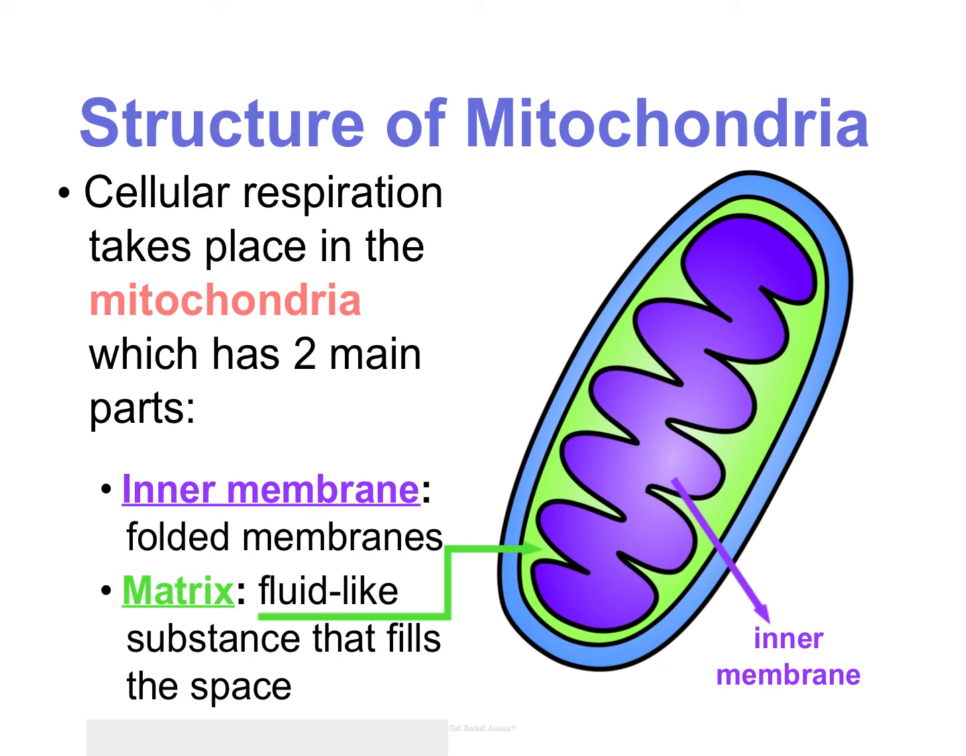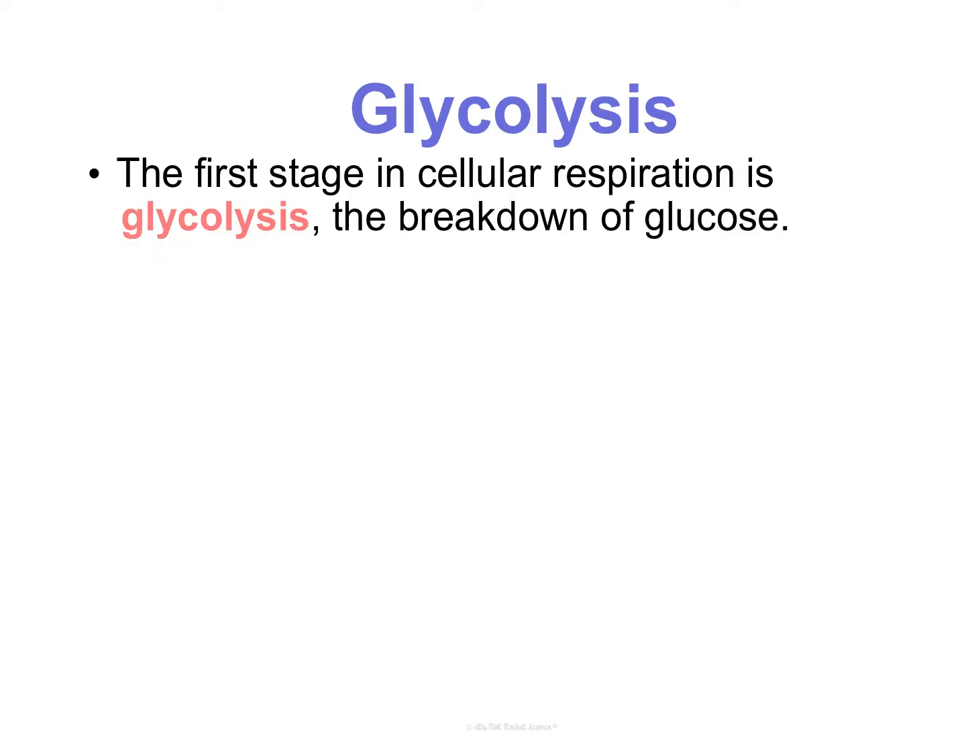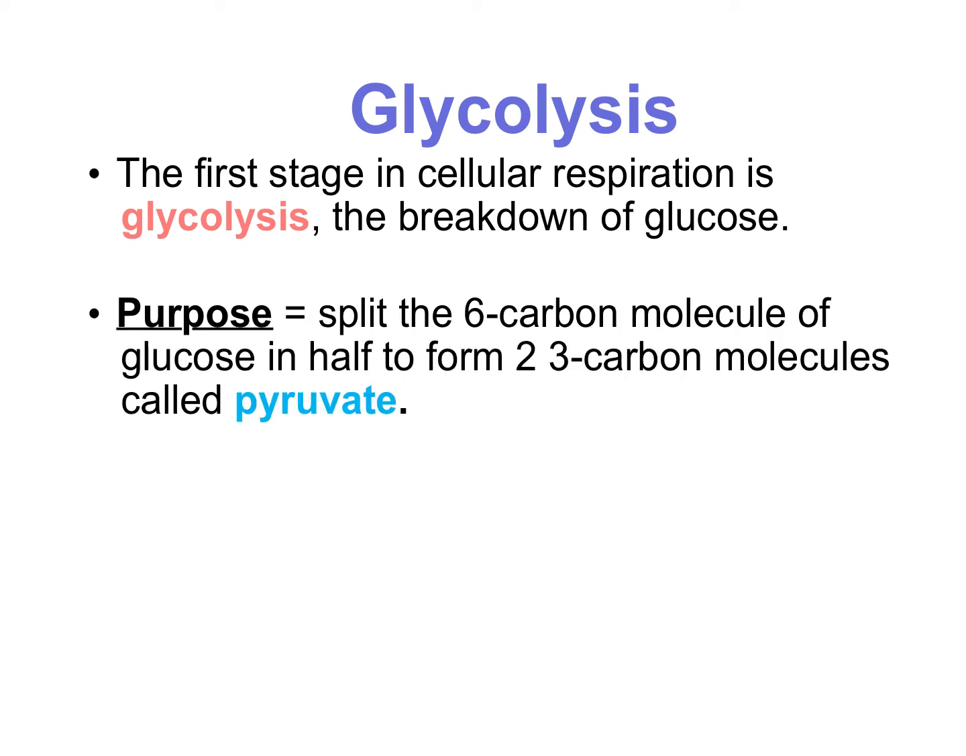Okay, and for cellular respiration, we are always going to have this same first step of glycolysis. So the very first stage will always be glycolysis, which is simply the breakdown of glucose. We will see later on that step number 2 after glycolysis can be different, but we will always have the same step number 1. So the purpose of glycolysis is to split our 6-carbon molecule of glucose into 2 forms of 3-carbon molecules called pyruvate.